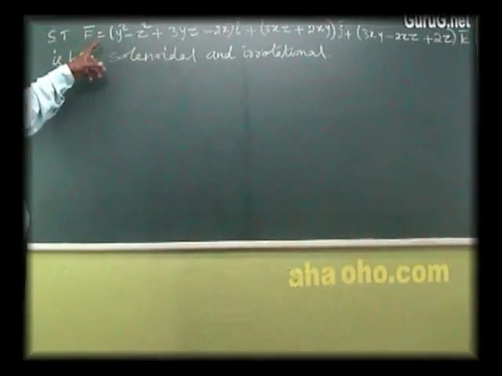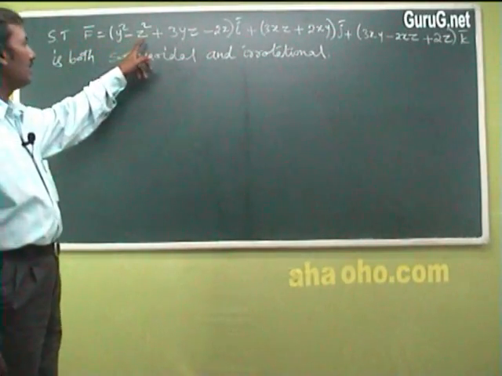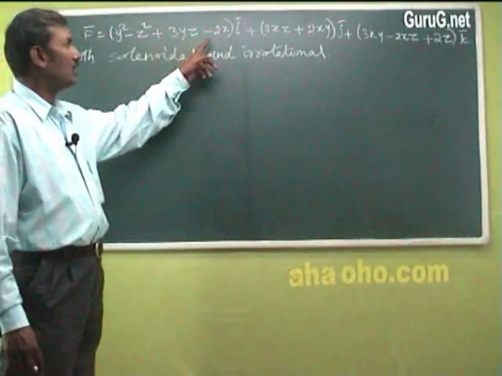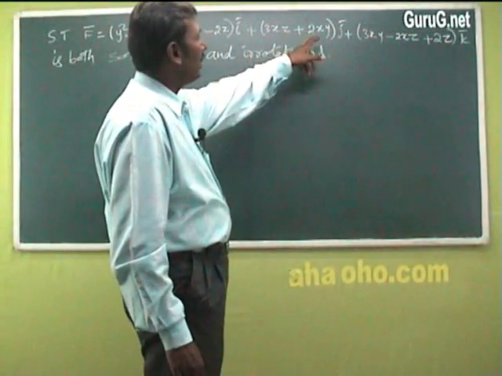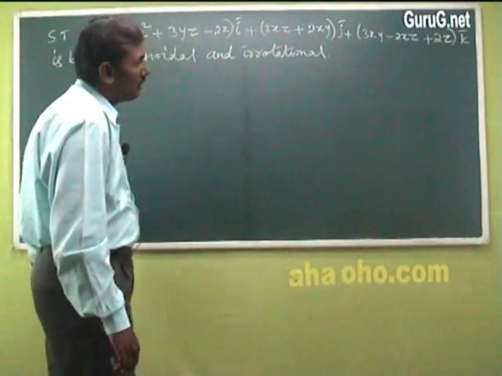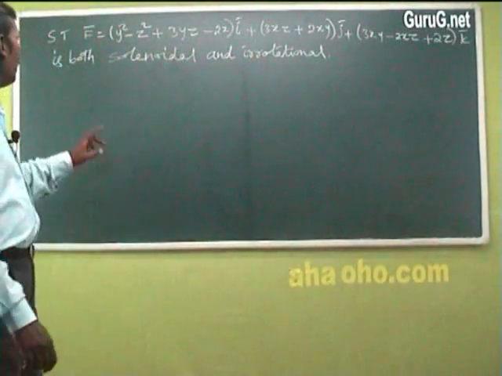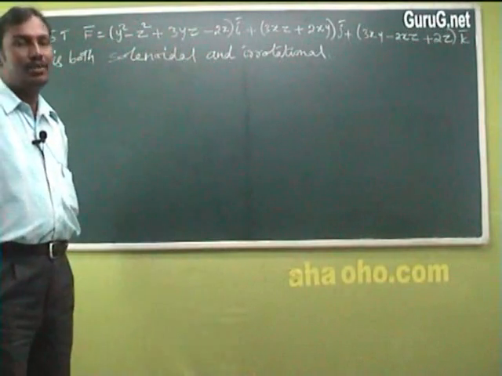The next problem, show that F vector equal to y squared minus z squared plus 3yz minus 2x into i, plus 3xz plus 2xy into j, plus 3xy minus 2xz plus 2z into k, is both solenoidal and irrotational.